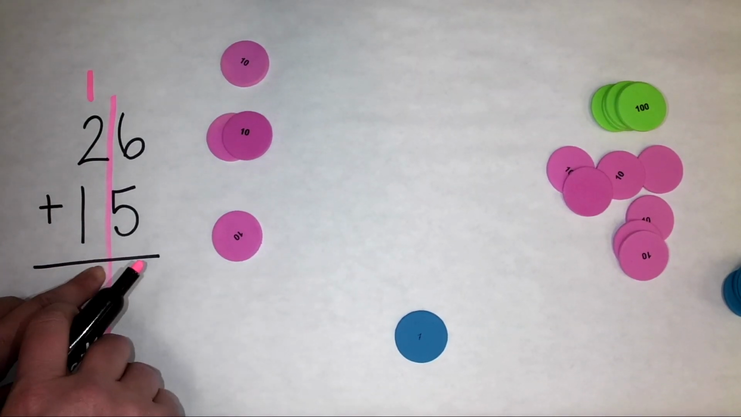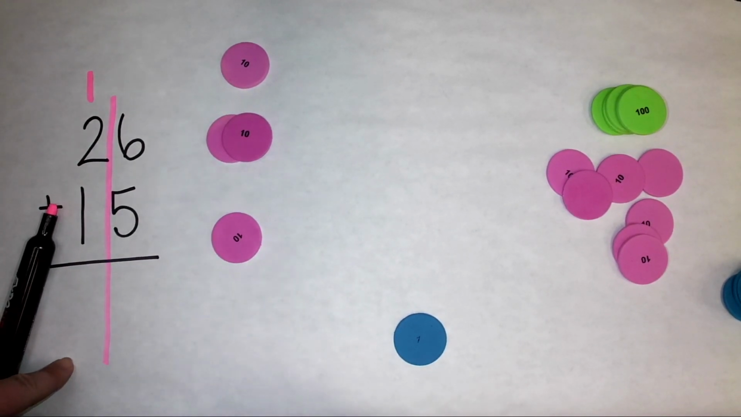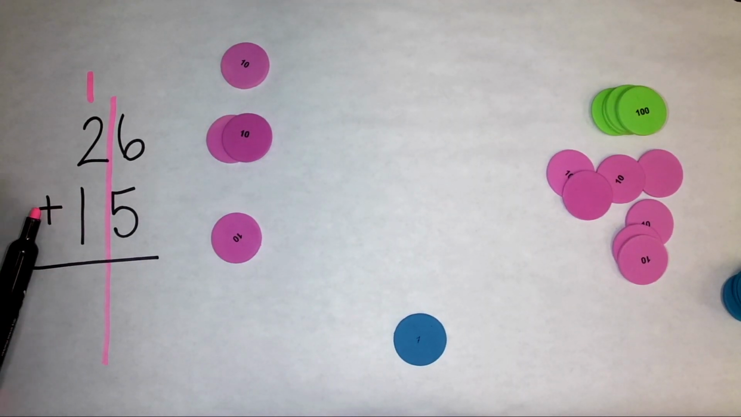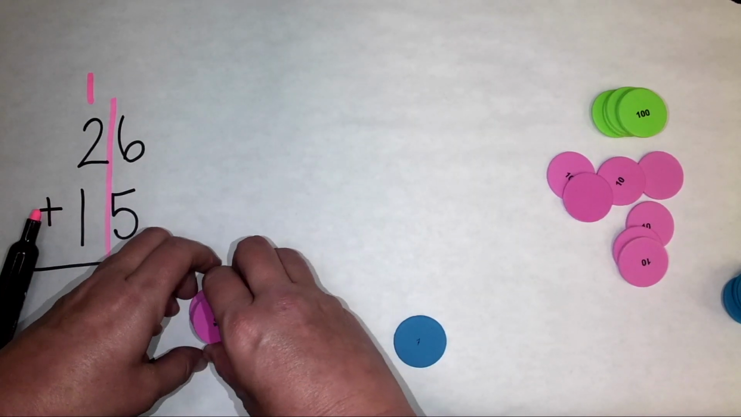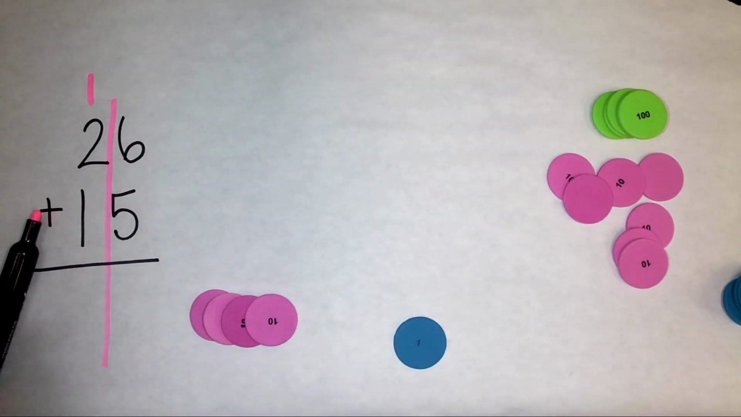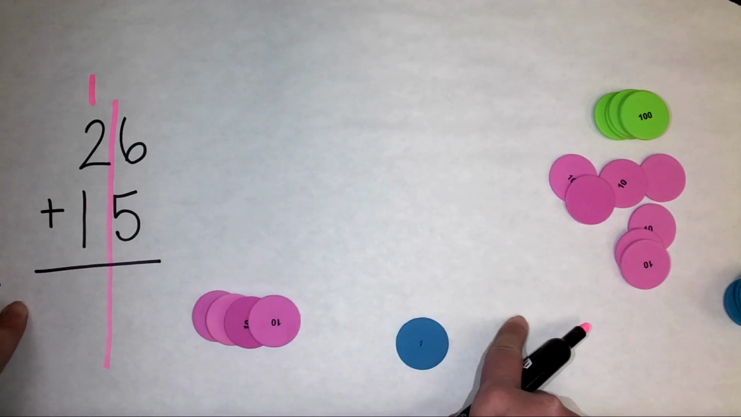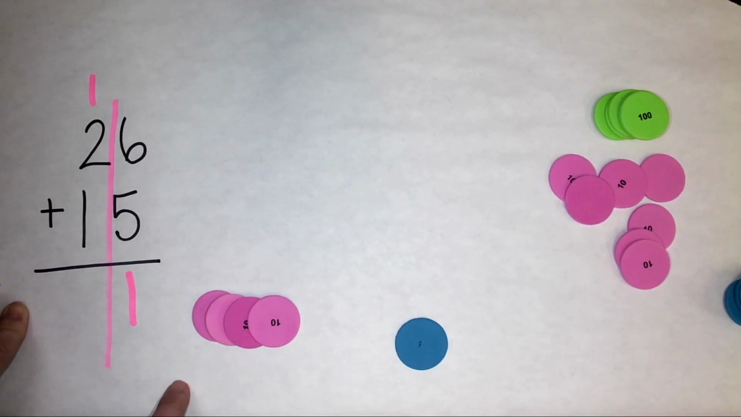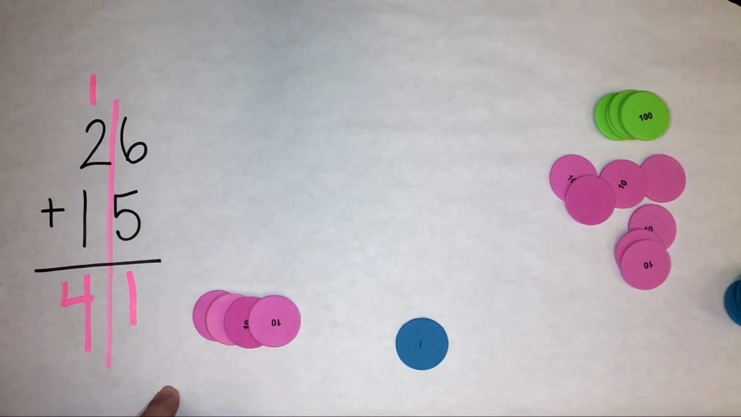I'm going to write that 1, that regrouped 1 ten, there in the tens place. And then I'm going to add the tens. I'm going to bring them together. I ask myself, do I have more than 9 tens? I have 1, 2, 3, 4. I don't have more than 9. So I could go ahead and write my sum. I have 1 one, and I have 4 tens. So when I add 26 plus 15, my sum is 41.